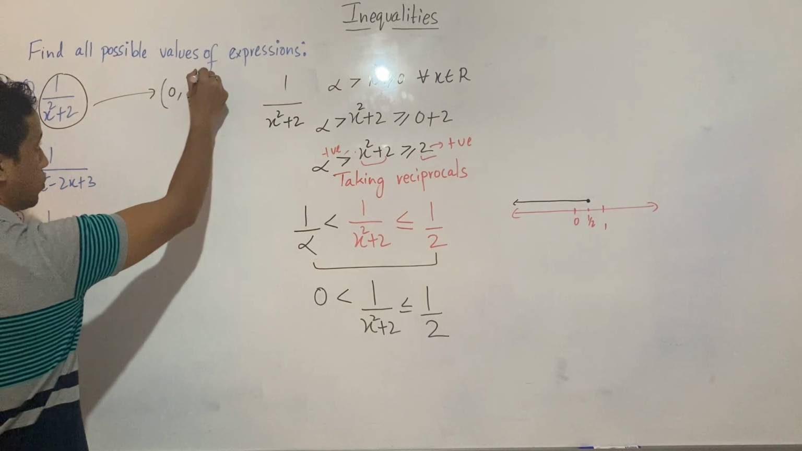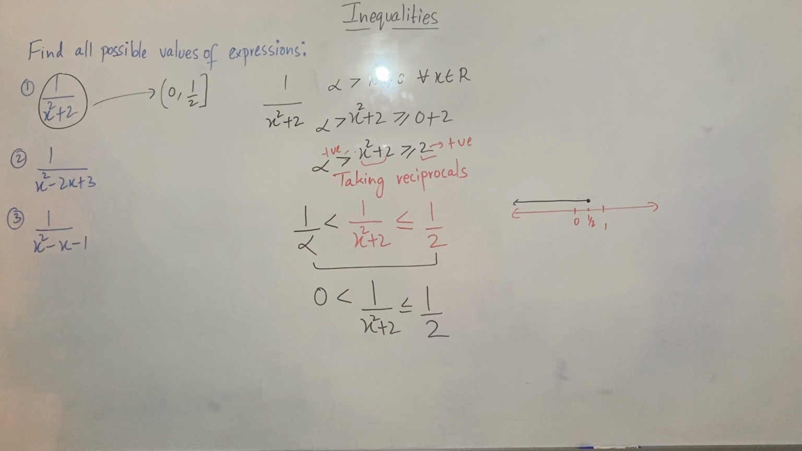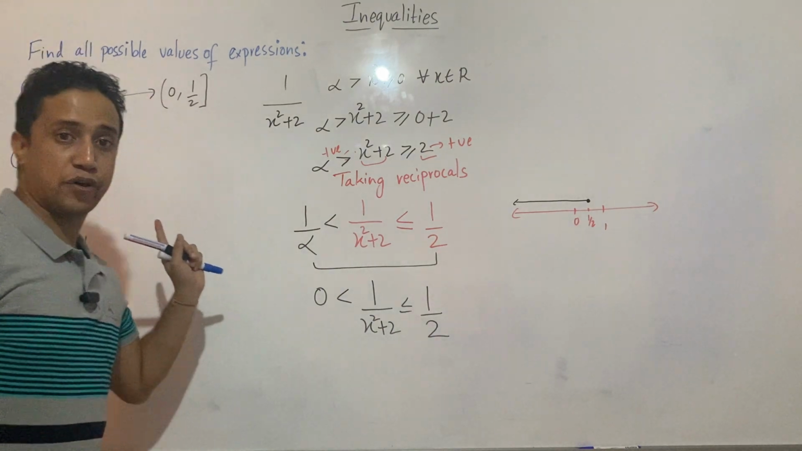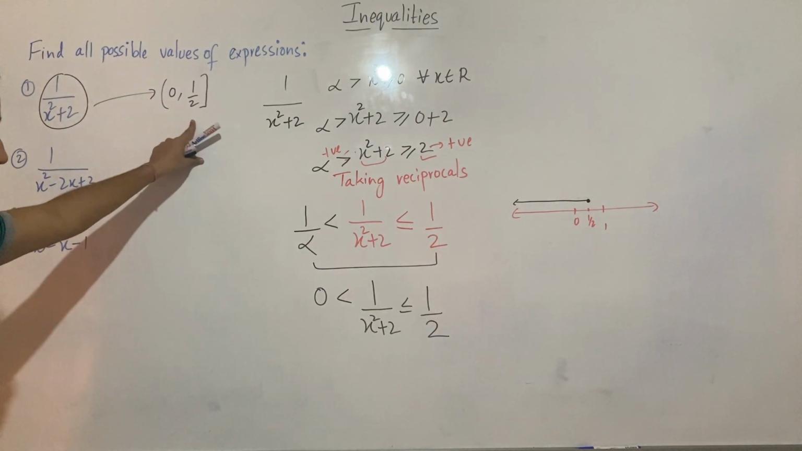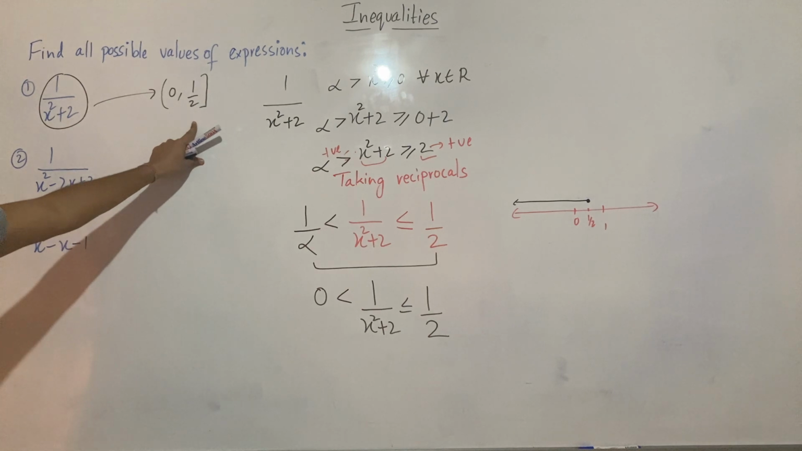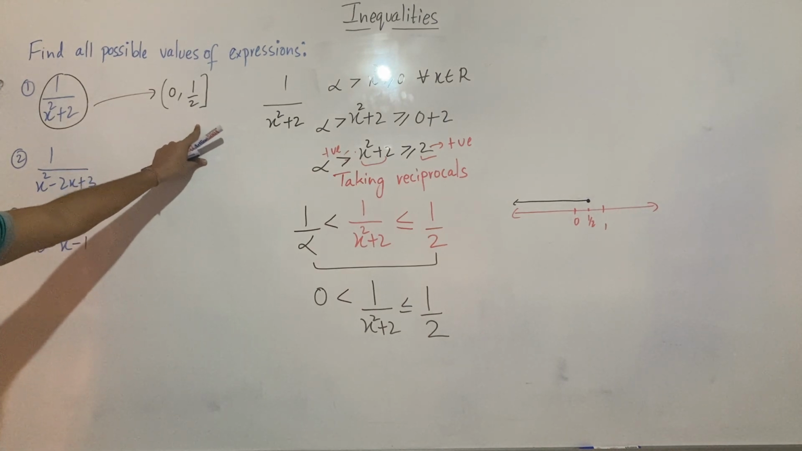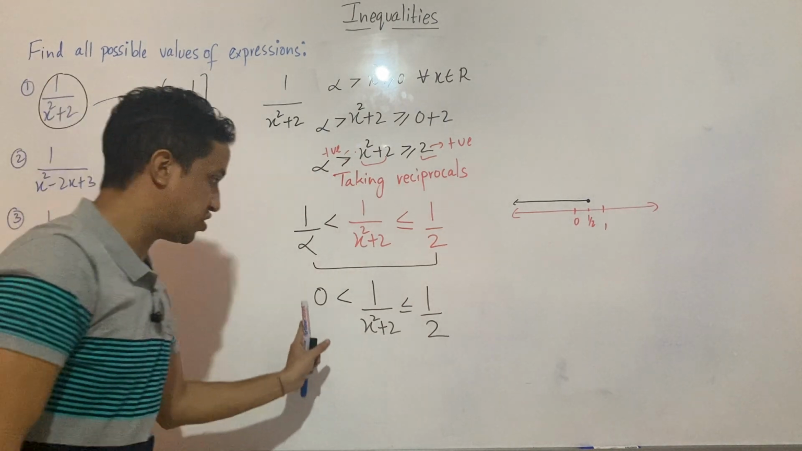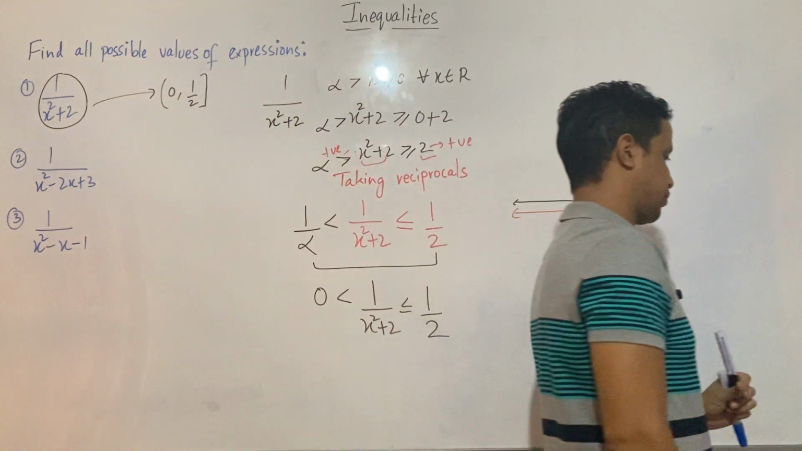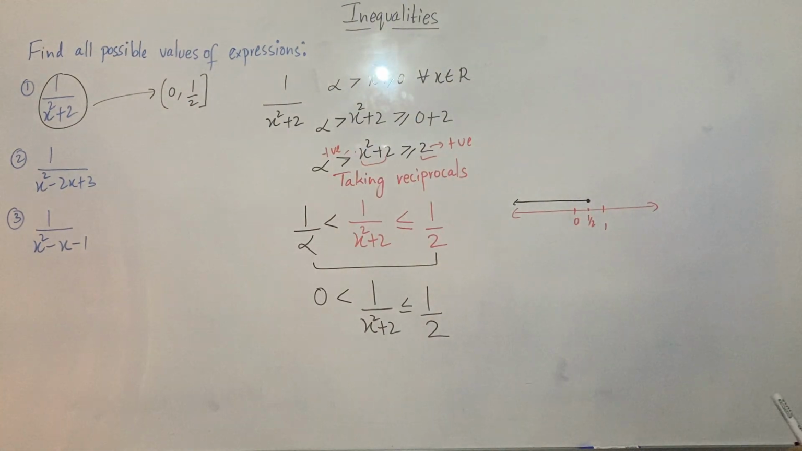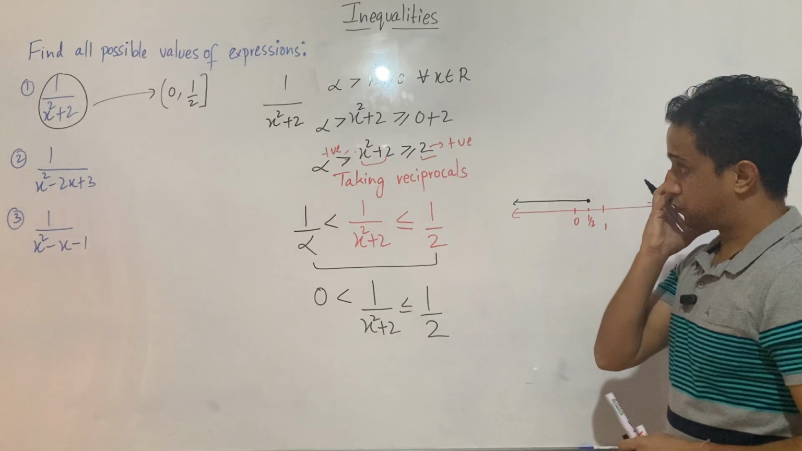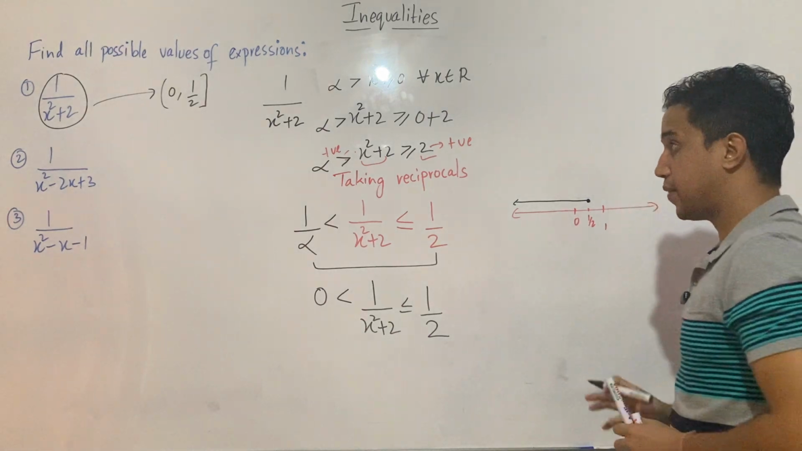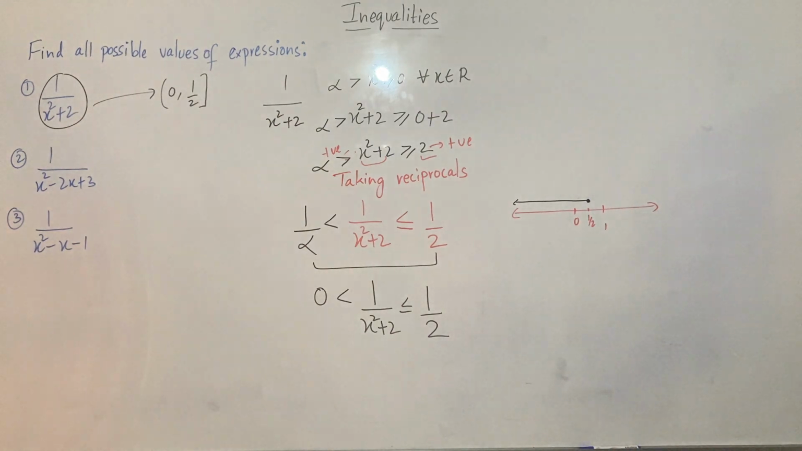So it's going to be open at 0 and closed at 1 by 2. The maximum value this expression will have is 1 by 2, and it can take any value between 0 and 1 by 2. So this is how you have to approach this problem. Okay, now let's go to the next one.